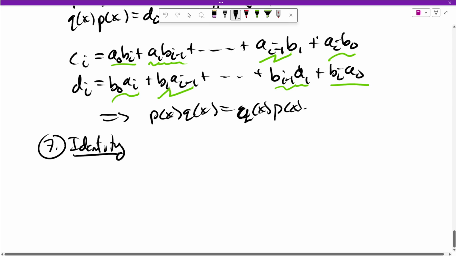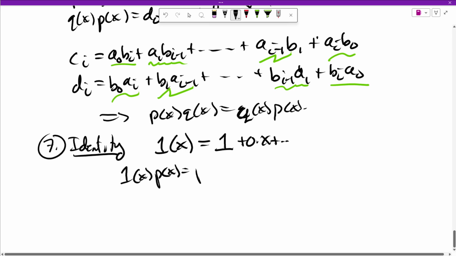In particular, there should be a polynomial that takes the role of 1. It's the polynomial which is 1 and has all coefficients being 0. Now it's not hard to show, so from this it's almost obvious that 1 times p is p times 1 is p.